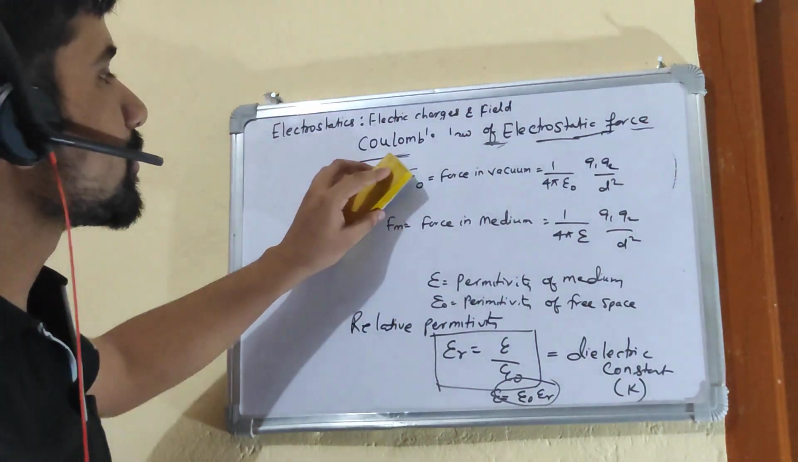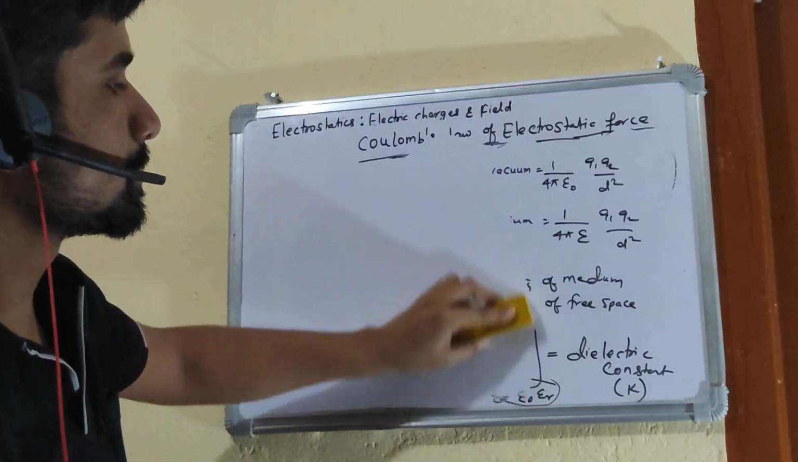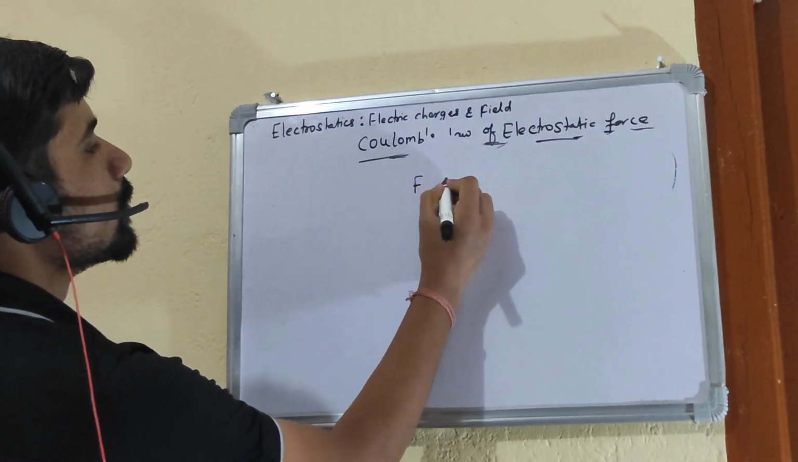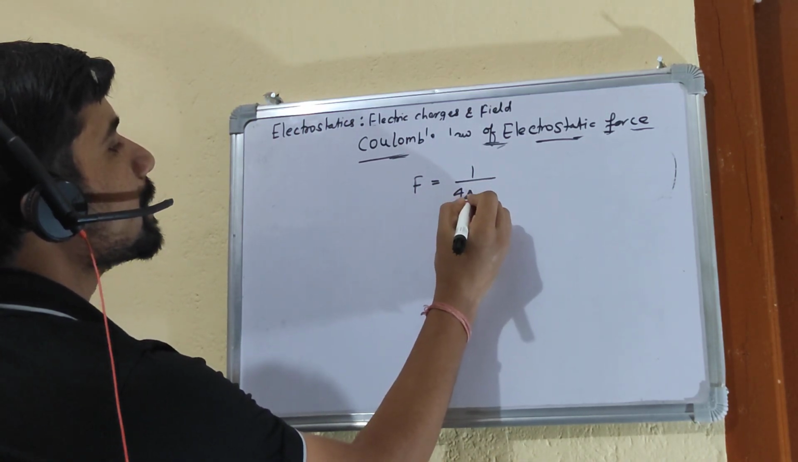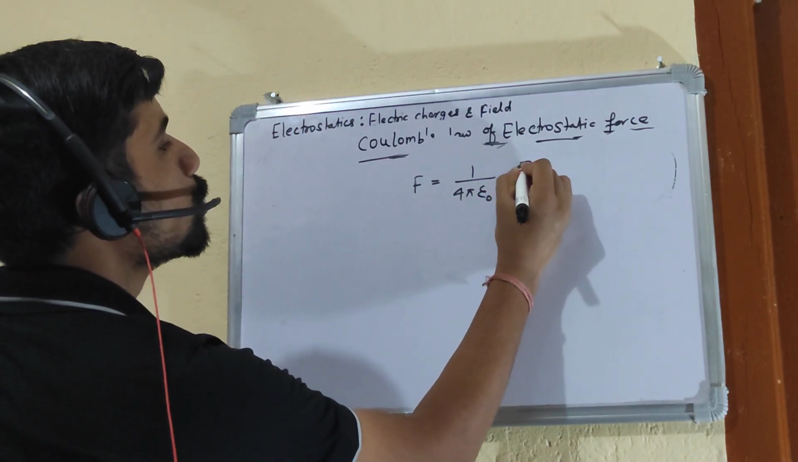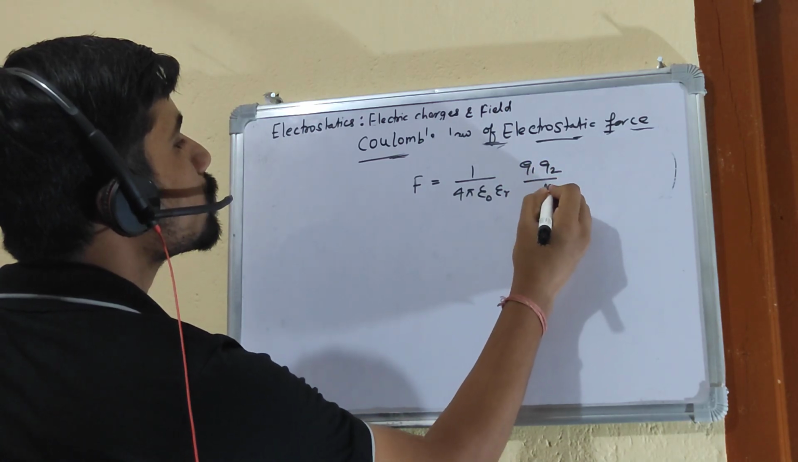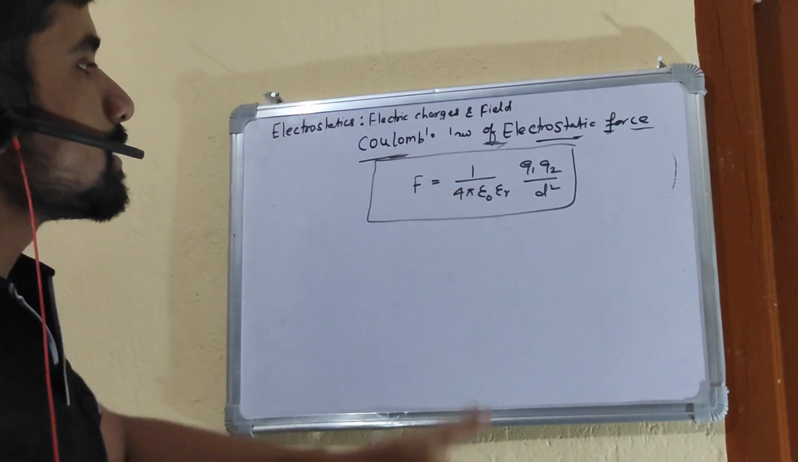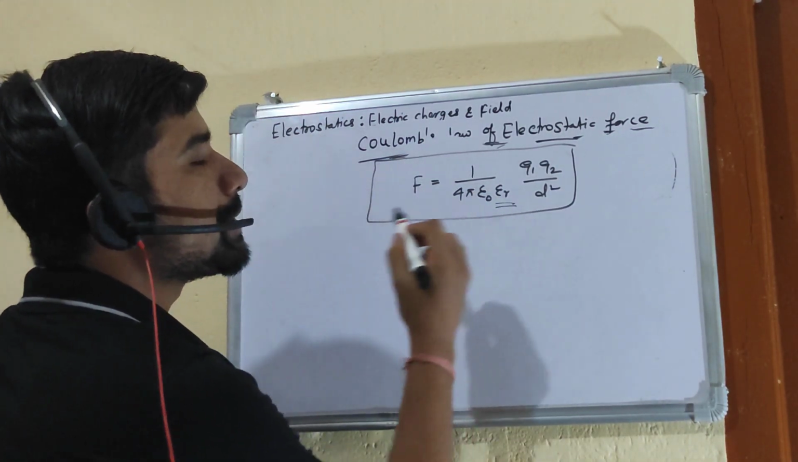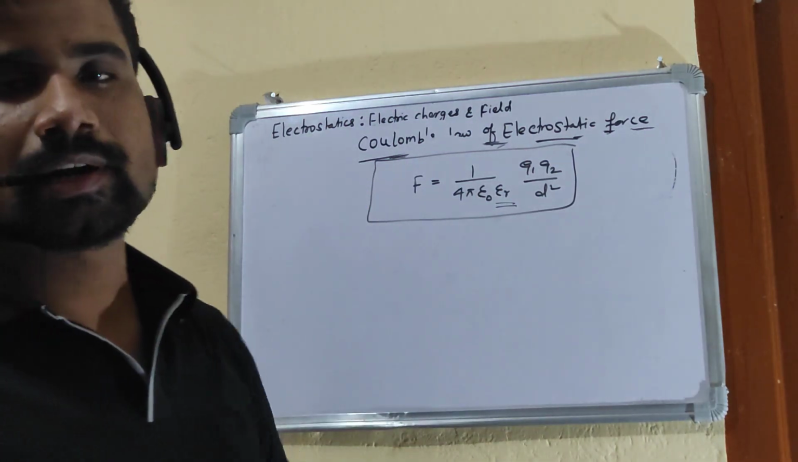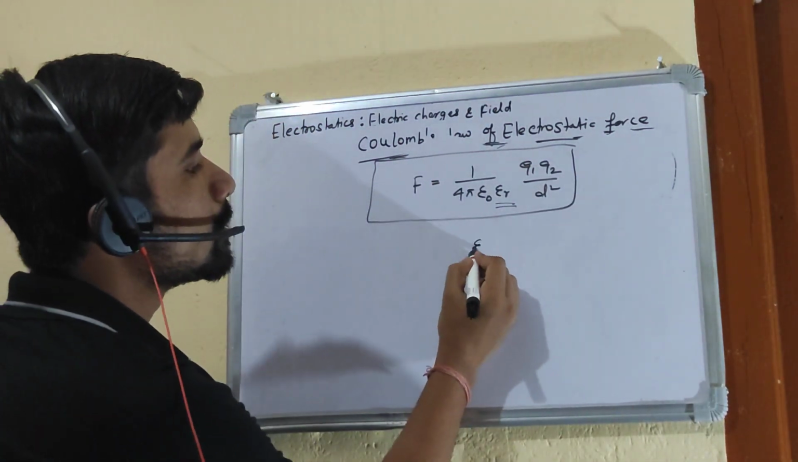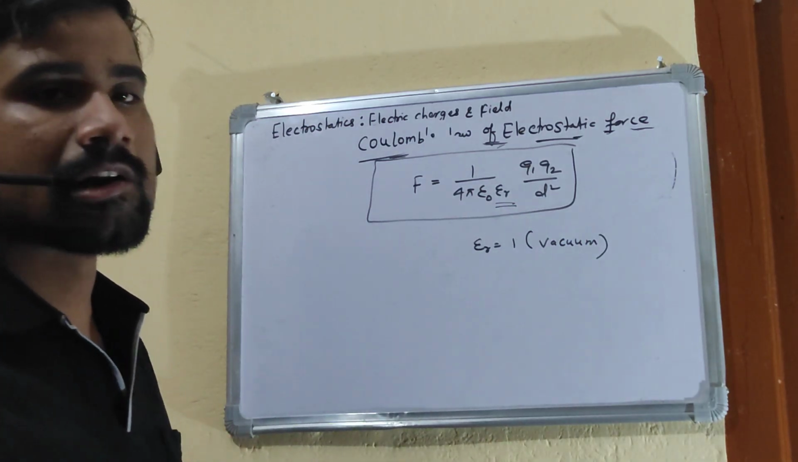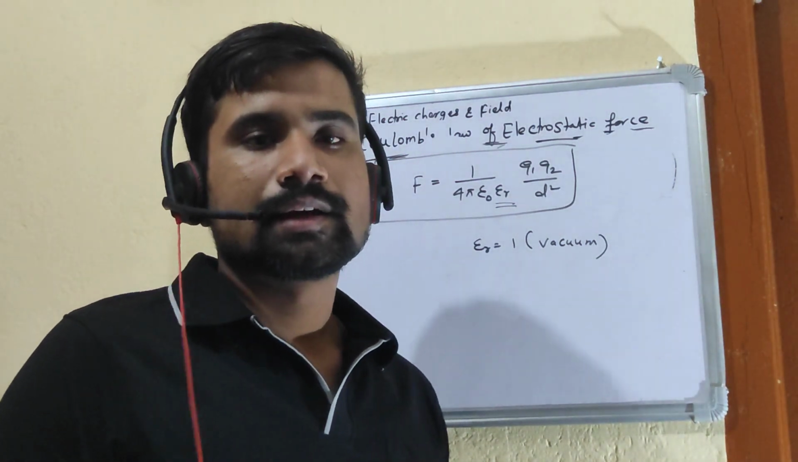So let me put down a general equation of force. The force becomes 1 by 4 pi epsilon naught epsilon r q1 q2 by d square. Now we have considered the permittivity and relative permittivity as well. If we are calculating for vacuum, epsilon r becomes 1. But for different media, there will be different values of epsilon r.